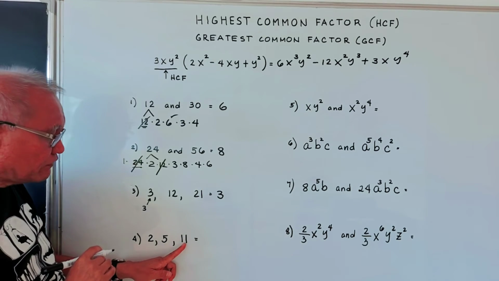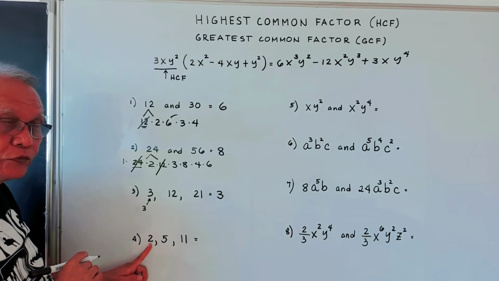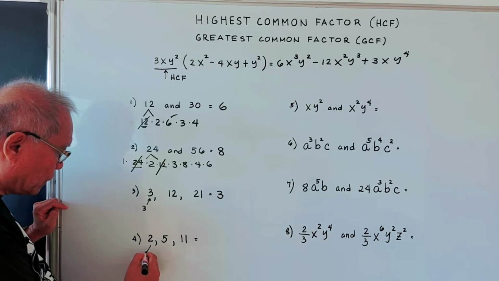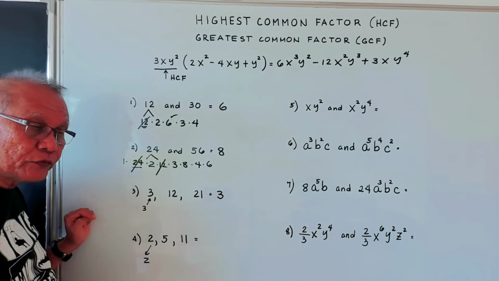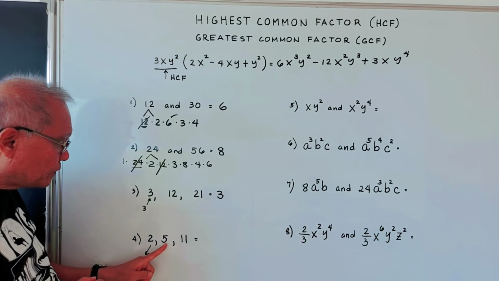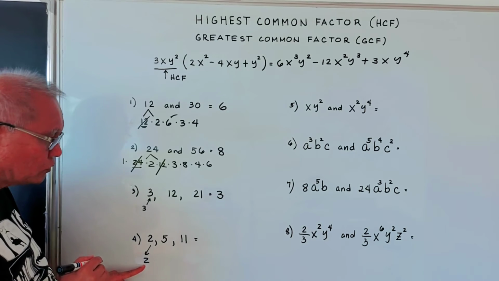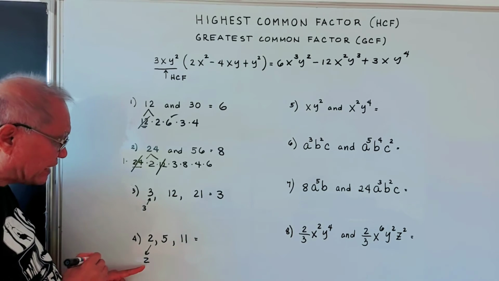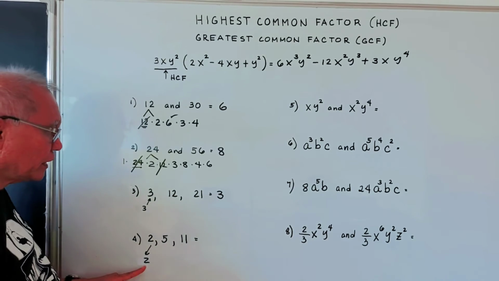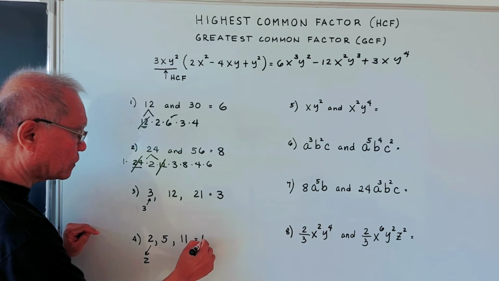2, 5, 11. We start from 2. So for 2, it's only 1 times 2. Okay, 5 divided by 2, no. If that is no, don't test any more of the rest, because we can't have a highest common factor here. Our answer is just 1.